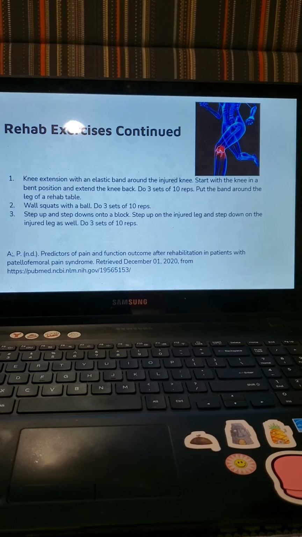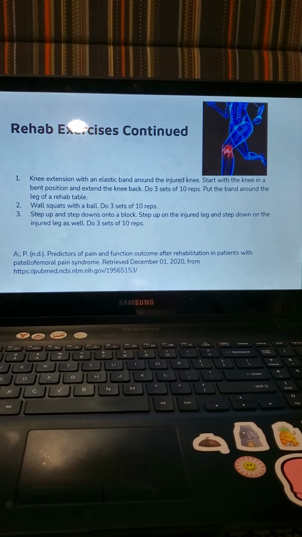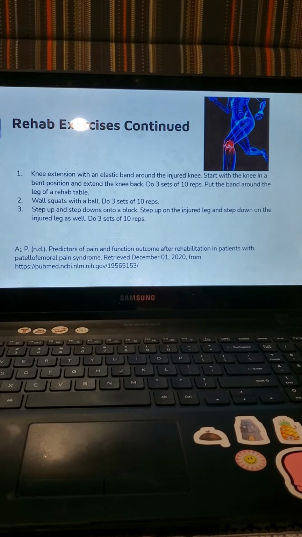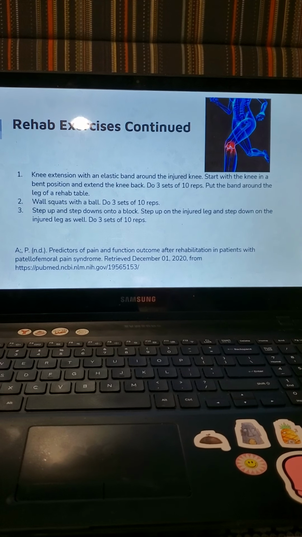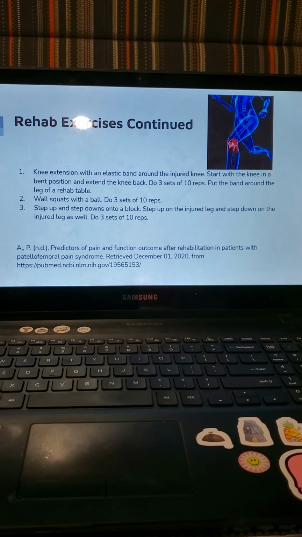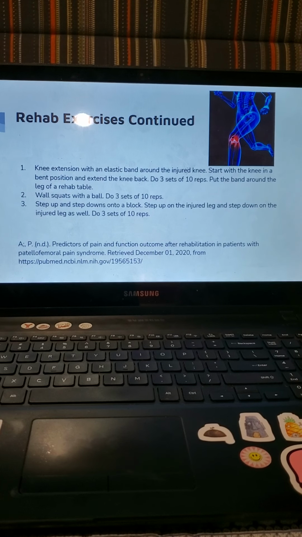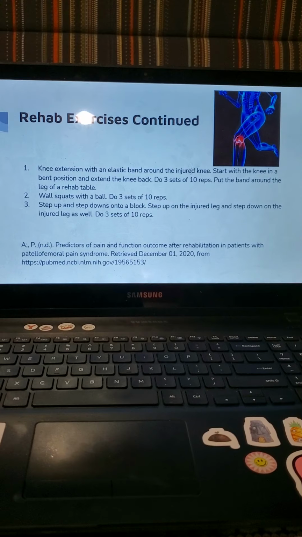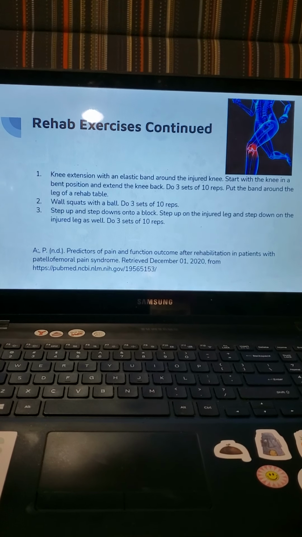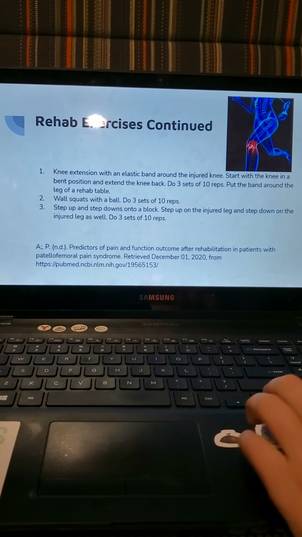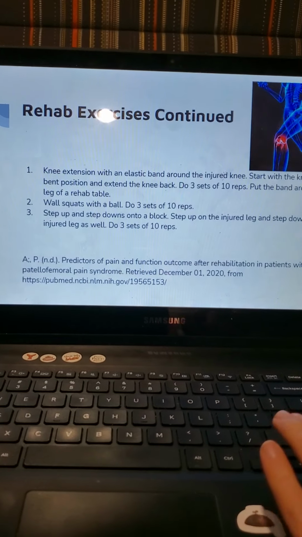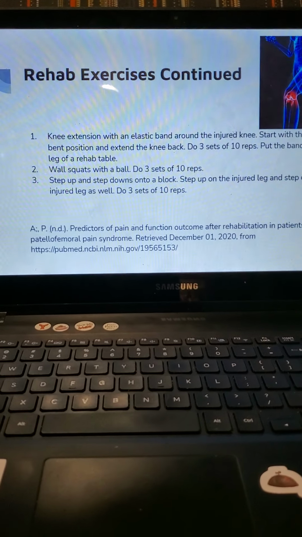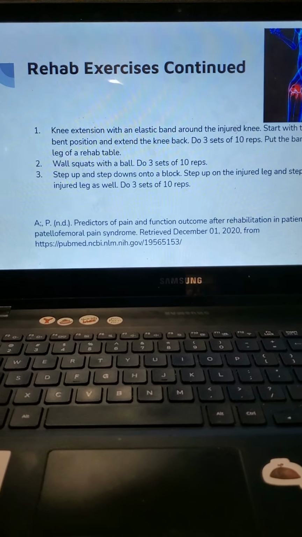Another exercise is going to be wall squats with a ball, and then 3 sets of 10 for that. And then our final exercise is going to be step ups and step downs onto a block. You want to step up and step down on the injured leg and do 3 sets of 10 reps. And I would like to add that these exercises are all progressed from easier to harder.